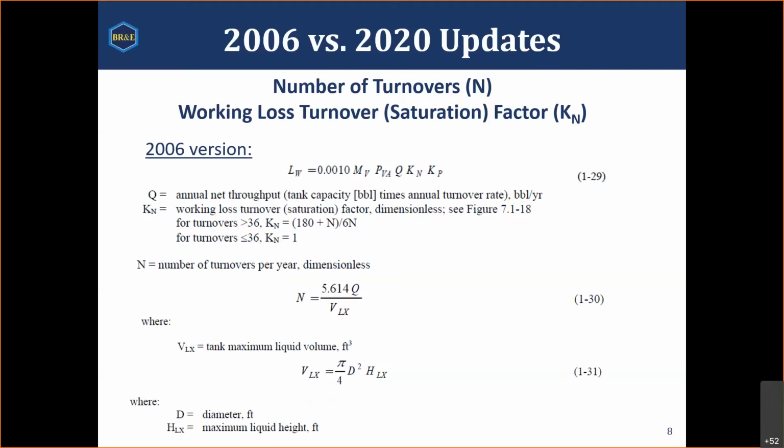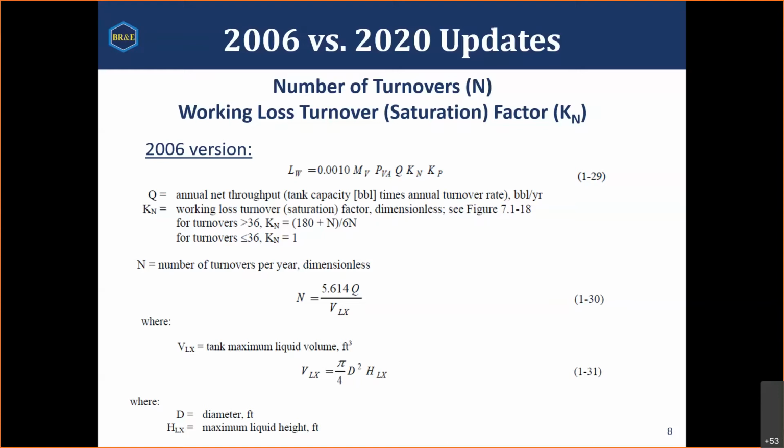So what that KN factor is trying to show is that if you have a high number of turnovers, that vapor space in your tank is probably not completely saturated with whatever you have coming into the tank. So for a high number of turnovers, you had a reduction in this KN factor, it'd be something less than 1, and it would give you lower total emissions, which makes sense.